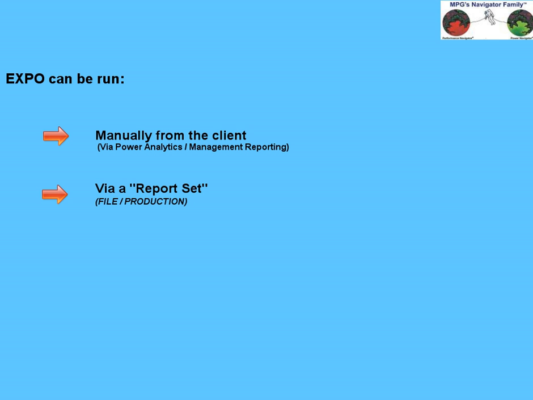Okay, let's first talk about the ways that EXPO can be run. The first is manually from the client, and that's via the Power Analytics menu. The second way is via a report set, and that's under File and Production. We'll show both ways in just a moment.